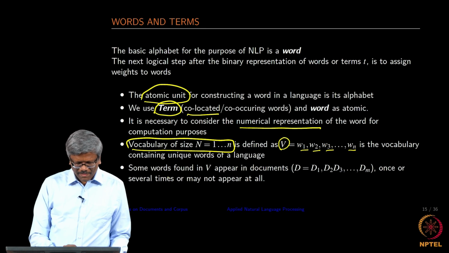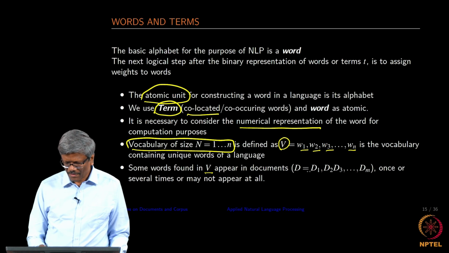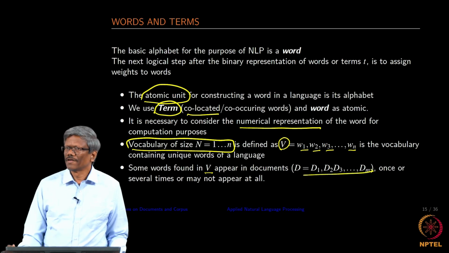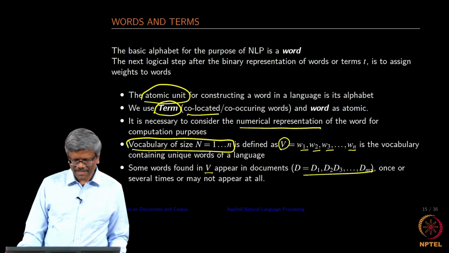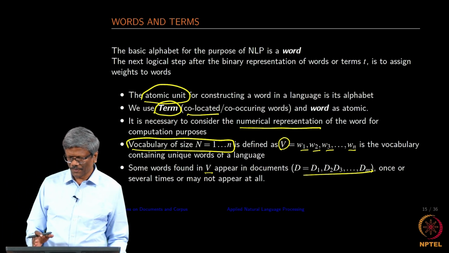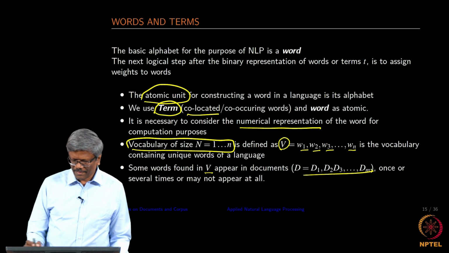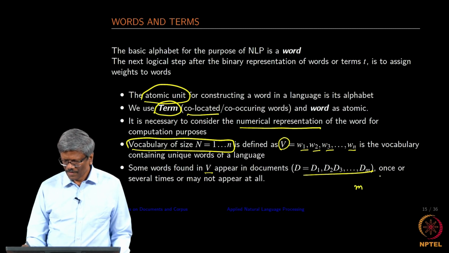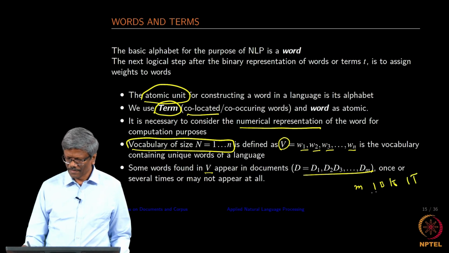Some words are found in V and appear in the document collection D1 to DM. That means I have a set of documents which I represent as D1 to DM, and the M could vary from 1 billion to 1 trillion. Okay.